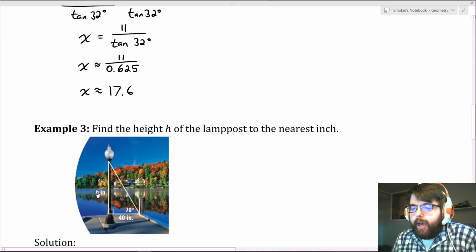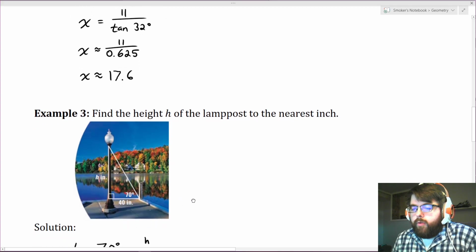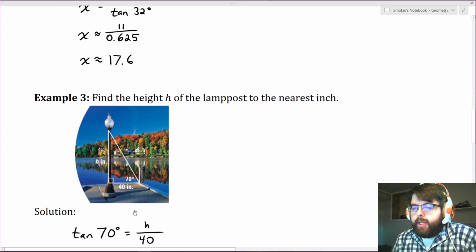Example 3, we have another problem here, and this has a lamppost. We want to find the height of this lamppost. We have a right triangle. We have the base of 40 inches. We have the angle of 70, which is given. So this is our angle of focus here. The h is the opposite. The 40 inches is the adjacent. Remember, tangent of an angle is equal to opposite over adjacent. So we set this up: tangent of 70 will be equal to h over 40.